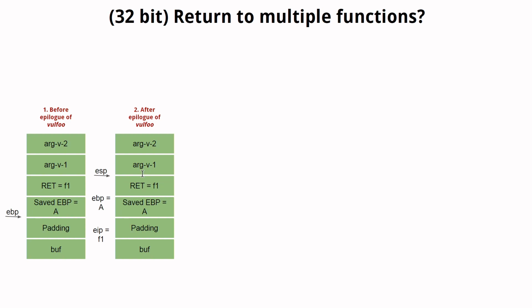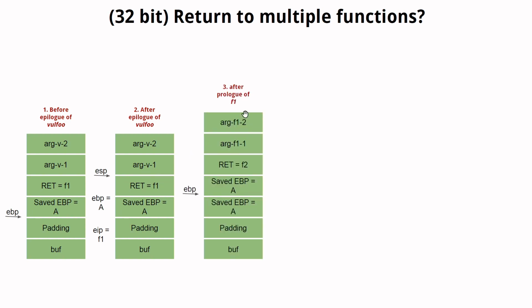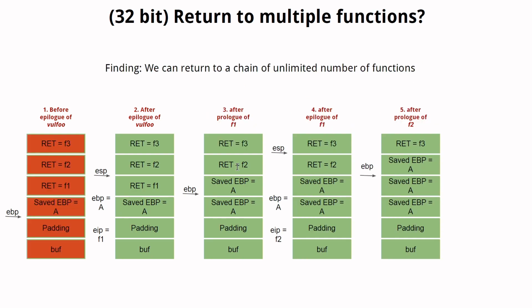Then we go to the function F1, right? At the beginning of F1, it will treat this address, which is the previous function's EBP, as 4 bytes higher. So this place will be treated as F1's saved EBP, and F1 will think its return address is 4 bytes higher. Because of this, we can chain many different functions together, like this.